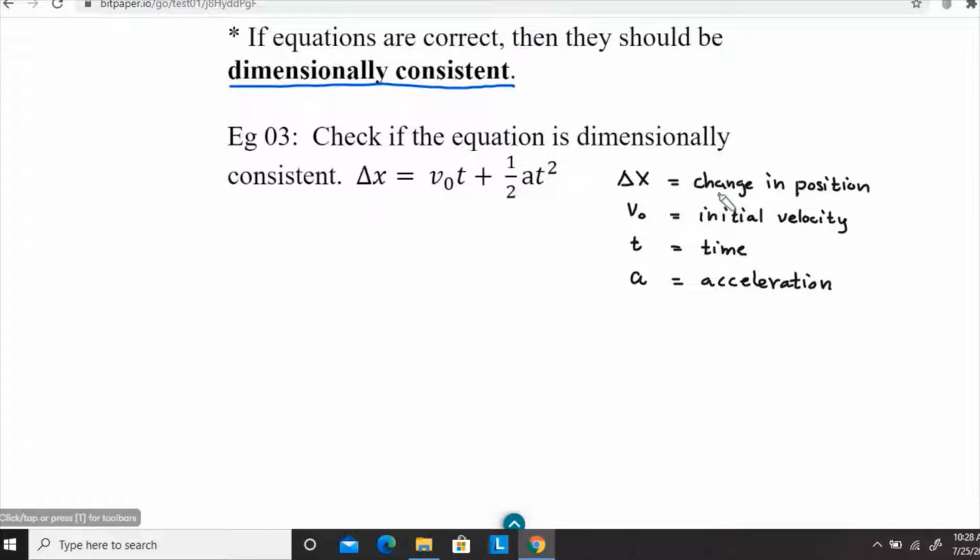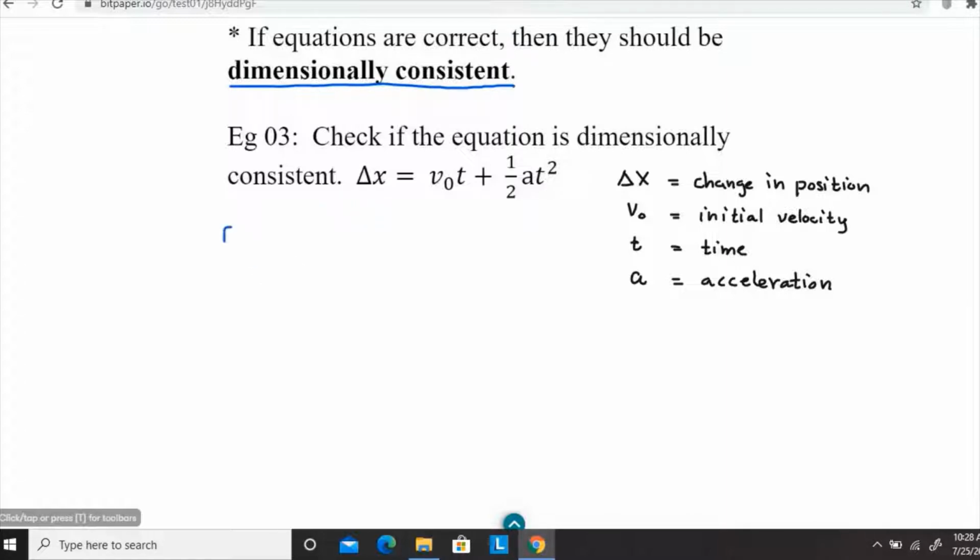Delta x stands for a change in position. V naught stands for initial velocity. T stands for time. 1/2 is a constant. A is the acceleration, and again you have time squared. This is an equation that comes very frequently in kinematics when we study motion. So let's try to figure out the dimensions of each term, and if the dimensions are equal for each term, then we say the equation is dimensionally consistent.